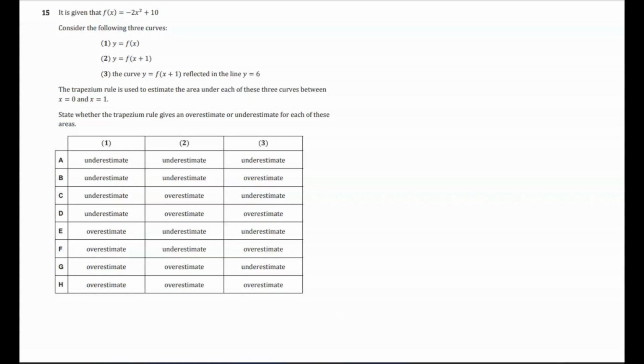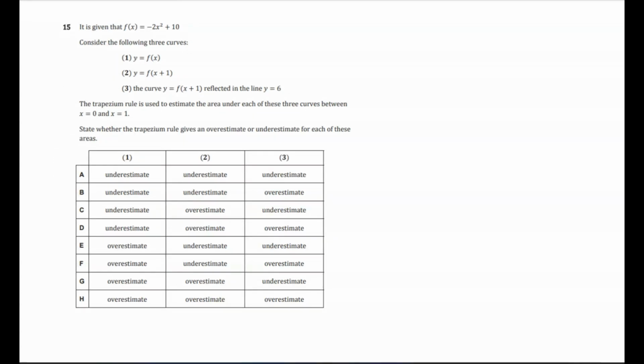It is given that f of x is equal to minus 2x squared plus 10. Consider the following three curves: y equals f of x, y equals f of x plus 1, and the curve y equals f of x plus 1 reflected in the line y equals 6. The trapezium rule is used to estimate the area under each of these three curves between x is 0 and x is 1. State whether the trapezium rule gives an overestimate or underestimate for each of these areas.